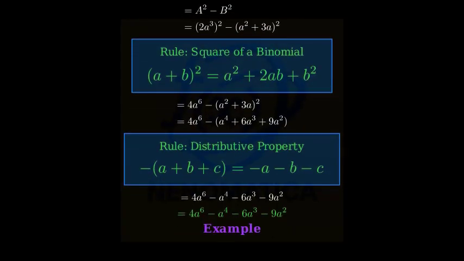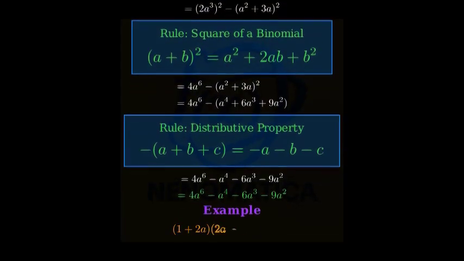Now, let's move on to our second example. We need to simplify the following expression: (1 + 2a) times (2a − 1) times (4a² + 1).